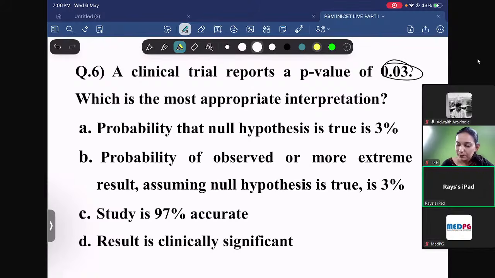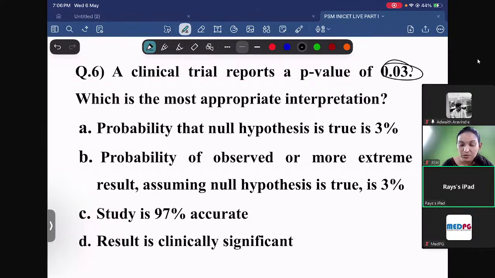Probability that null hypothesis is true is 3%. Probability of observed or more extreme result assuming null hypothesis is true is 3%. Study is 97% accurate. Result is clinically significant. Okay. So what do you mean by p-value of 0.03? P-value less than 0.05 is considered statistically significant. So remember the number, it is less than 0.05. You consider that it is a statistically significant relationship.